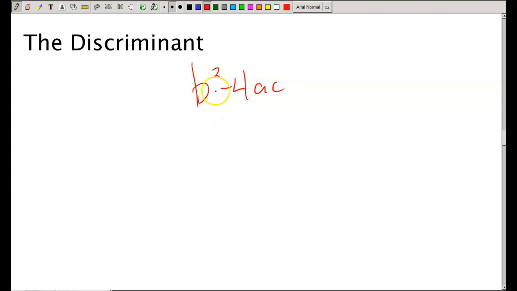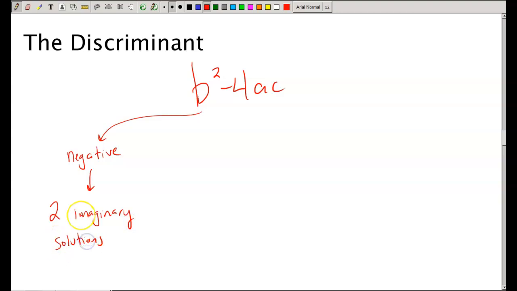So, for example, if we calculate b squared minus 4ac and let's say that it is a negative number, then that is going to tell us that we are going to have two answers, but they're going to be imaginary numbers, imaginary solutions. So we're going to write in here, we're going to have two imaginary solutions.